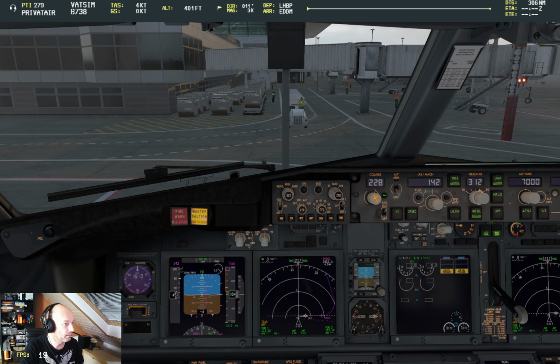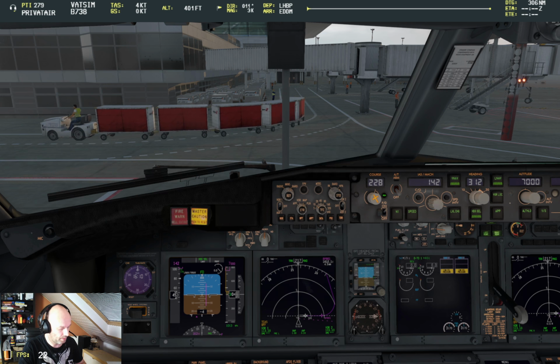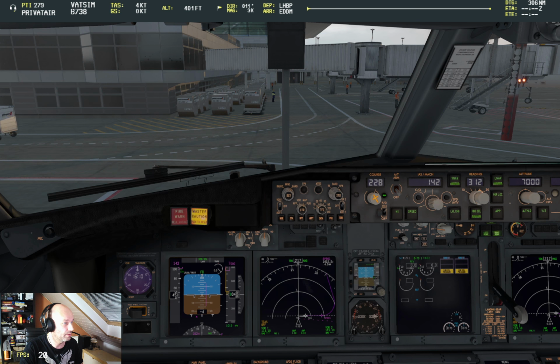279er 73, startup and pushback approved, facing taxi point Hotel 1. Startup and pushback is approved, facing exit Hotel 1.